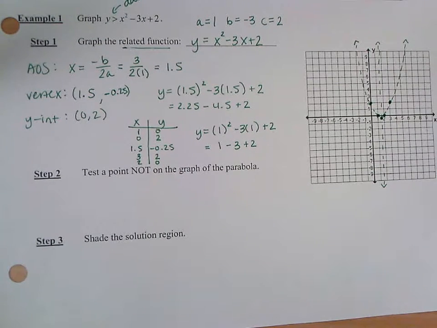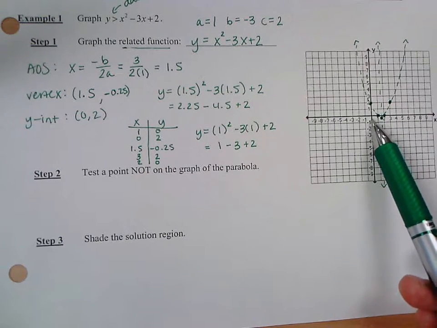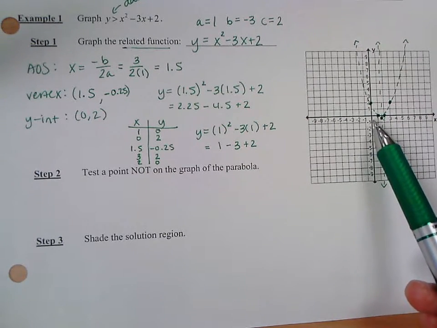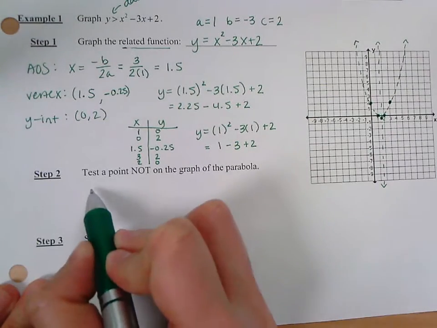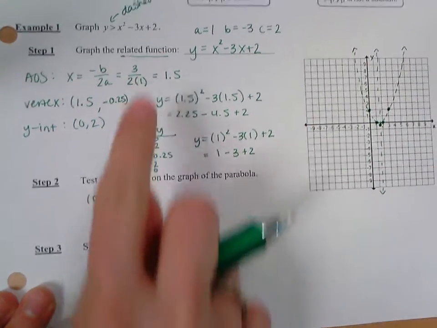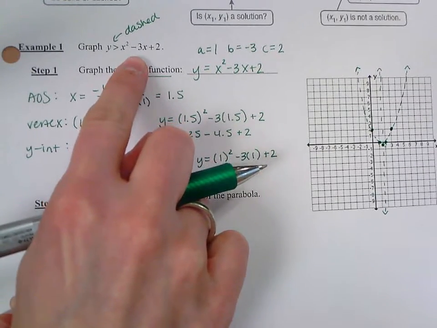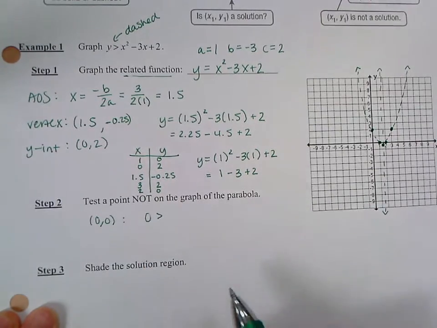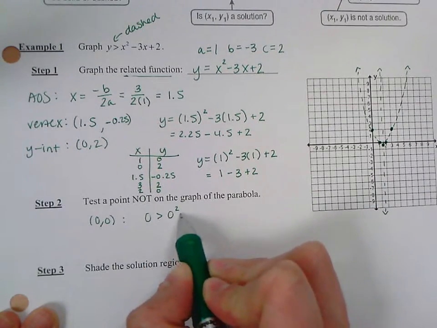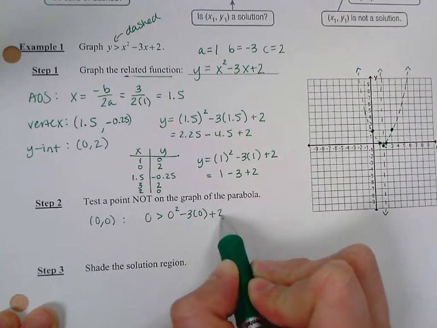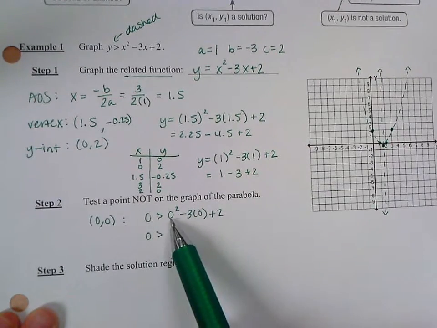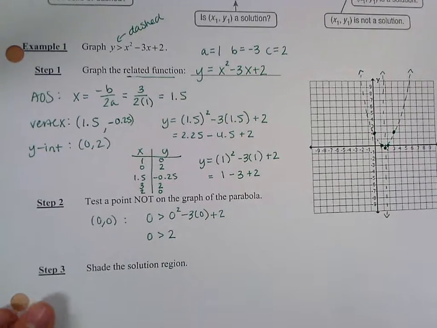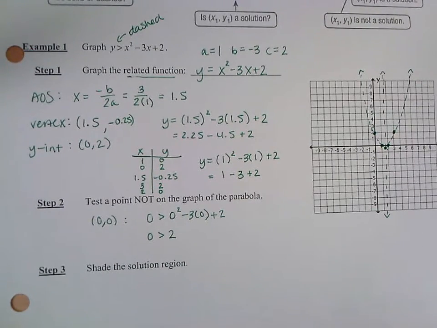Now, with inequalities, you also have to shade. So just like we did for other inequalities, we pick a test point that isn't on our parabola. So 0, 0, you can always pick unless your parabola goes through it, which ours doesn't. So if I test 0, 0 back in the original inequality, put 0 in for y, 0 in for all the x's, I'd have 0 is greater than 0 squared minus 3 times 0 plus 2, which then this side is just going to be 2. 0 is not greater than 2.